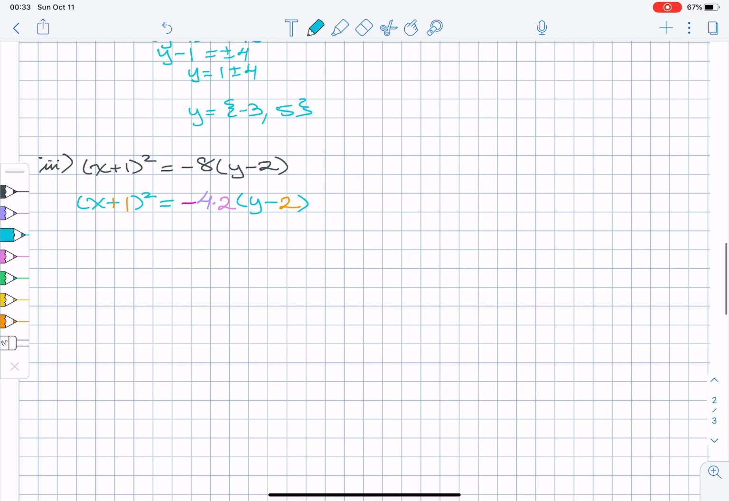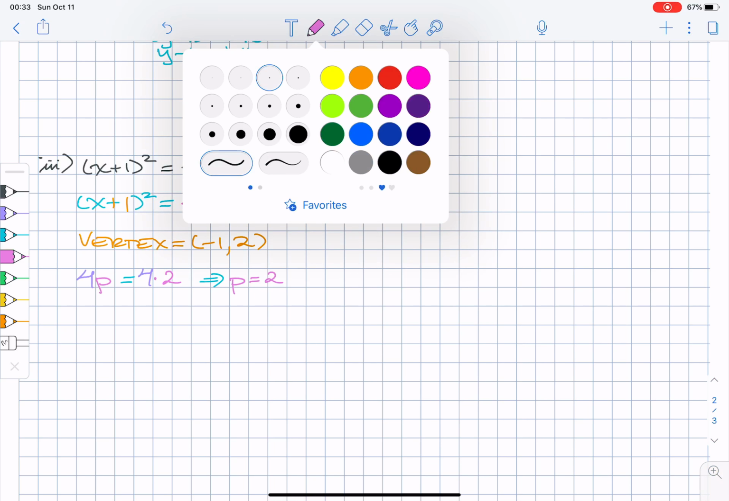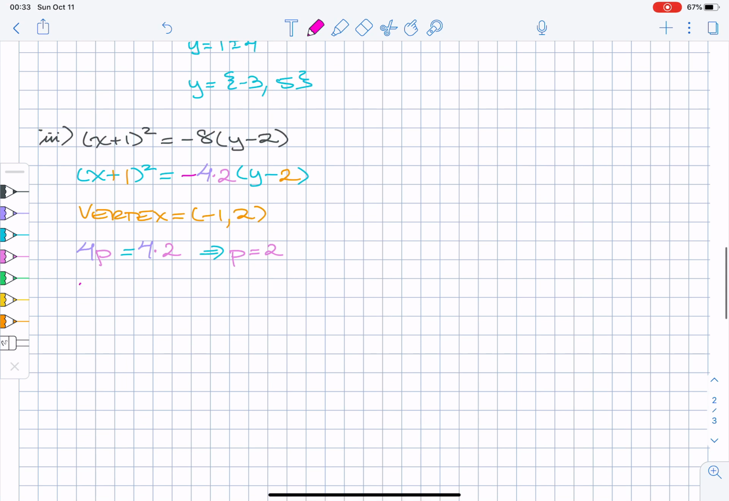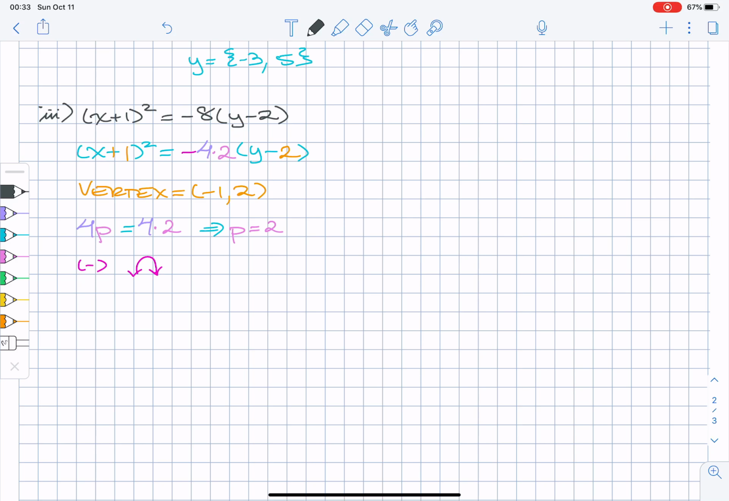Okay, so I know my vertex will be at negative 1 comma positive 2. I know that 4 times p in this case is going to be 4 times 2, so that means that p is 2. And I know now that because it's negative and x squared, it's going to open downward because it's up or down. Okay, so let's see what we have here. Negative 1 comma 2, and it's opening downwards.